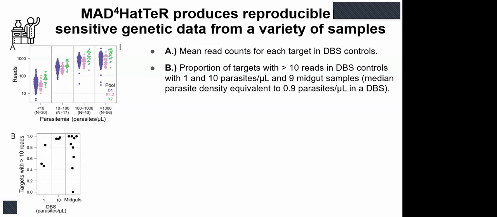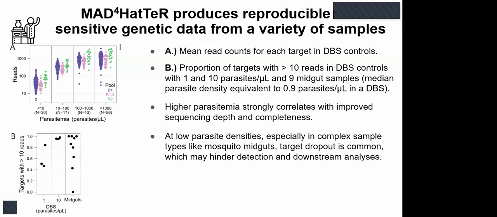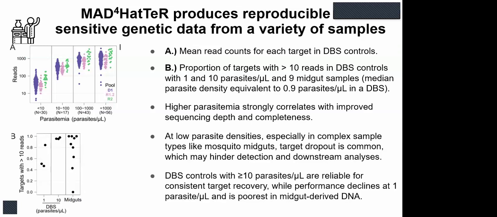And we are showing here that all of those parameters, including the different parasite densities, very low, like 1 parasite per microliter is quite very low, but we still pull a good target of the amplicons coming up. And we are showing here that higher parasitemia still strongly correlates with improved sequencing depth and completeness. And we are also seeing in the second graph that at low parasite densities, as you can see 1 or 10, the panel still pulls out a good number of higher detection for this data.